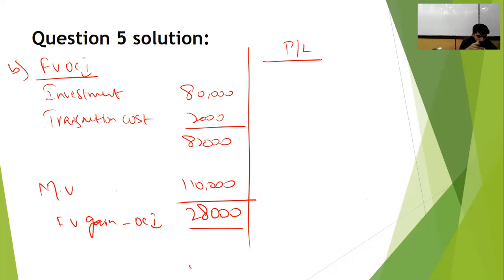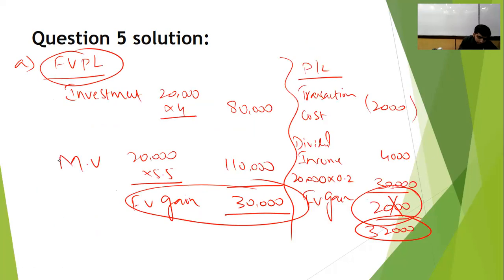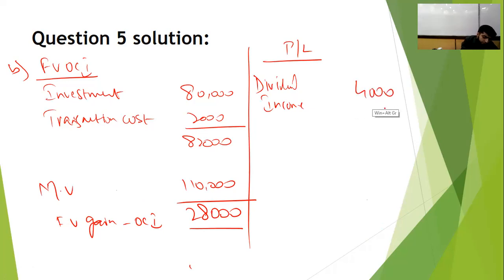Will we record the dividend income? Only dividend income will be recorded. Exactly, dividend will be recorded. The amount of dividend income was 4,000, and this will be recognized in P&L. Once the profit after tax is calculated, we add another component known as OCI. We record the fair value gain in OCI, amounting to $28,000. So this is the extract of the financial statement.